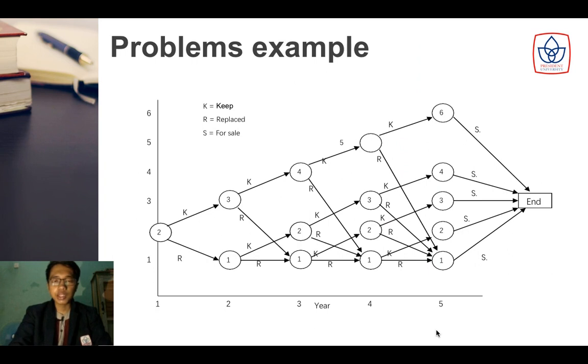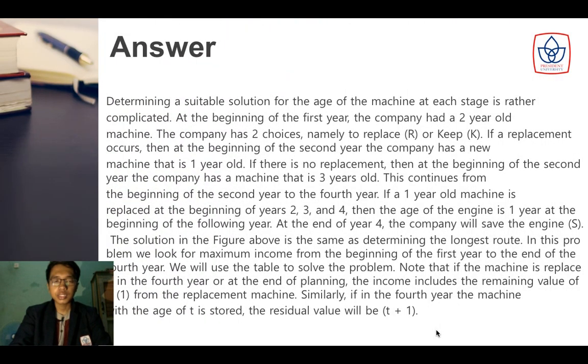The diagram is like this. K is keep, R is replace, S is sale. The answer is that determining a suitable solution for the age of the machine at each stage is rather complicated. At the beginning of the first year, the company has a 2-year-old machine. The company has two choices, namely to replace R or keep K. If a replacement occurs, then at the beginning of the second year the company has a new machine that is 1 year old.